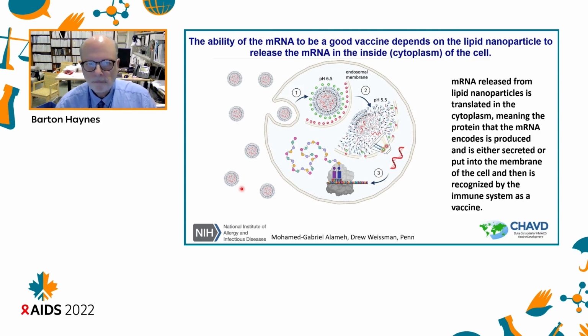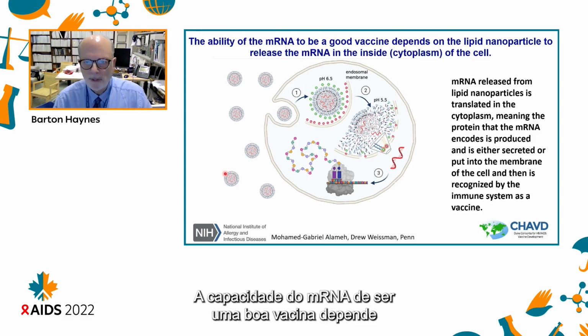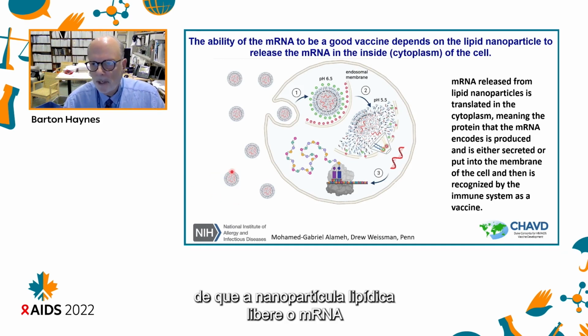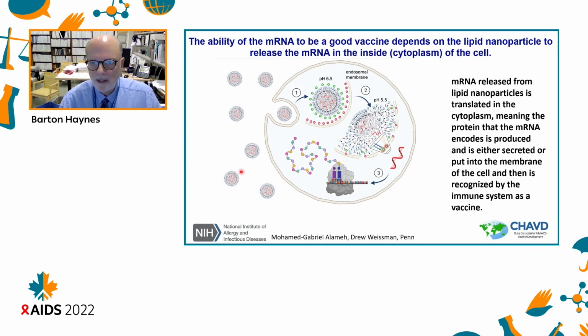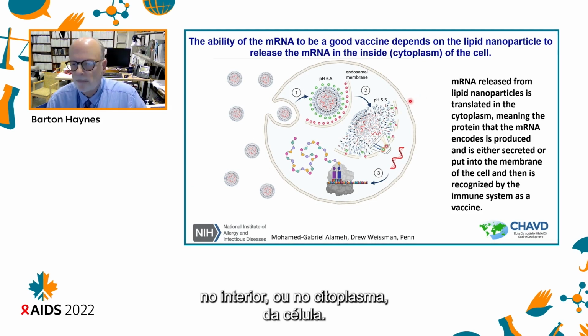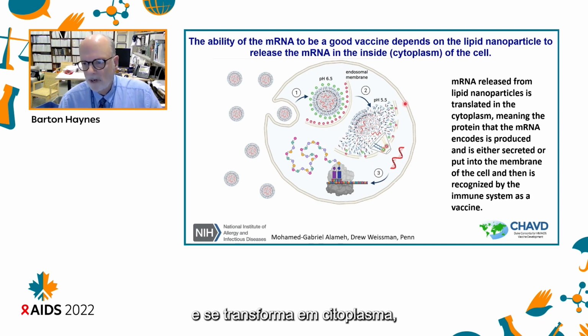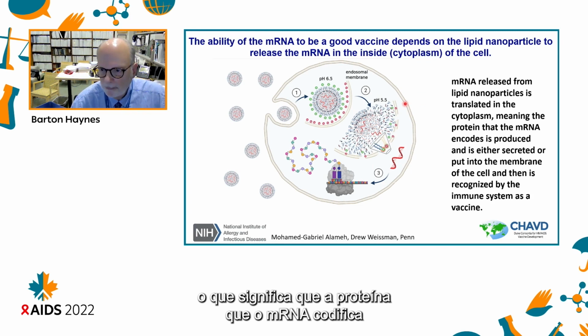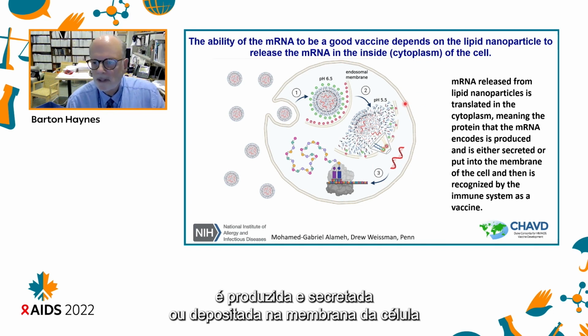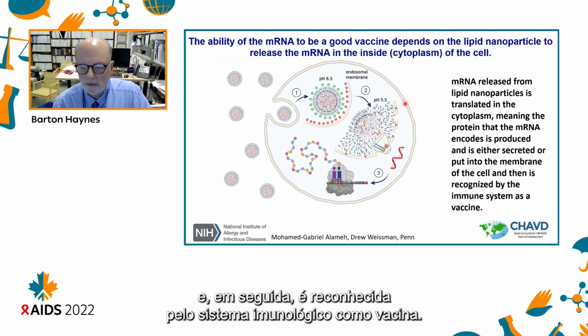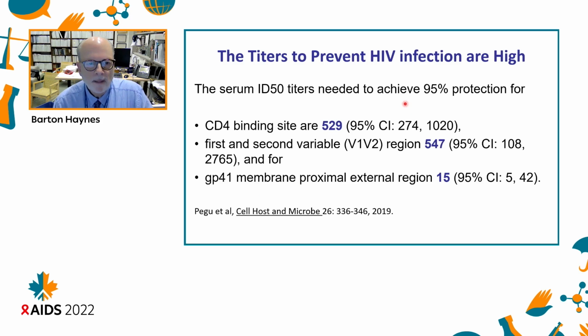One can rapidly and cost-effectively do large-scale manufacturing of mRNAs over a shorter period of time than for proteins. Now, the ability of the mRNA to be a good vaccine depends upon the lipid nanoparticle to release the mRNA on the inside, or the cytoplasm, of the cell. The mRNA is released from lipid nanoparticles and is translated in the cytoplasm, and that means that the protein the mRNA encodes is produced and is either secreted or put into the membrane of the cell, and then is recognized by the immune system as a vaccine.